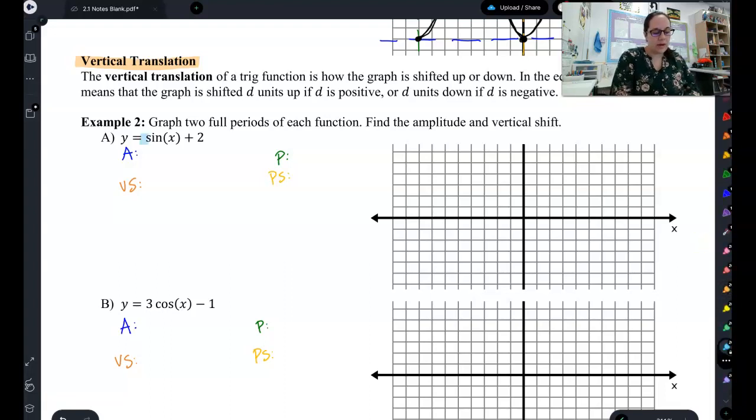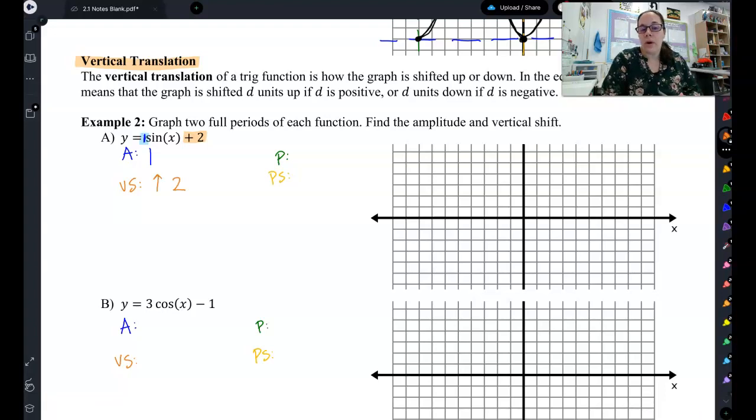Here, once again, my amplitude is always multiplying in front. That is a secret 1 that is being multiplied. So in this problem, my amplitude is up 1, down 1. Then my vertical shift is adding or subtracting outside. So because I am adding 2, that means I am moving up 2.